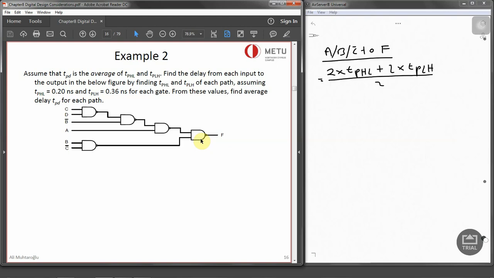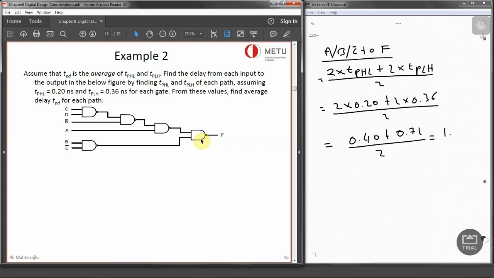And that is equivalent to 2 times 0.20 plus 2 times 0.36 divided by 2, 0.40 plus 0.72 divided by 2, which is equivalent to 1.12 divided by 2, that is 0.56 nanoseconds. So for each path we have calculated the average propagation delay for the combinational circuitry.